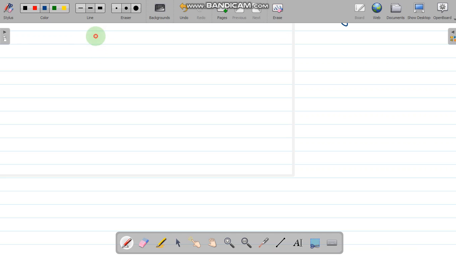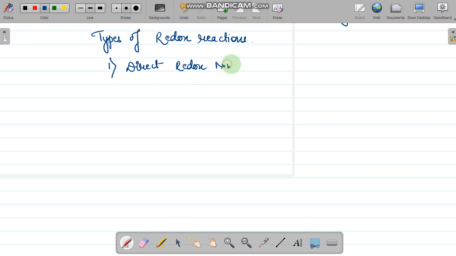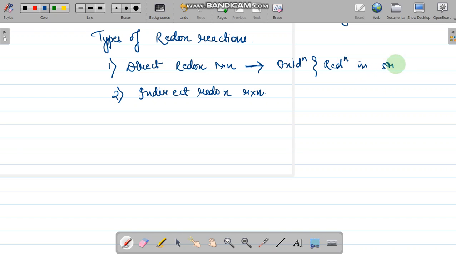Next, types of redox reactions. Types of redox reaction में we have two types which we are going to read: direct redox reactions and indirect redox reactions. Direct redox reactions are those reactions in which oxidation and reduction take place in the same vessel.